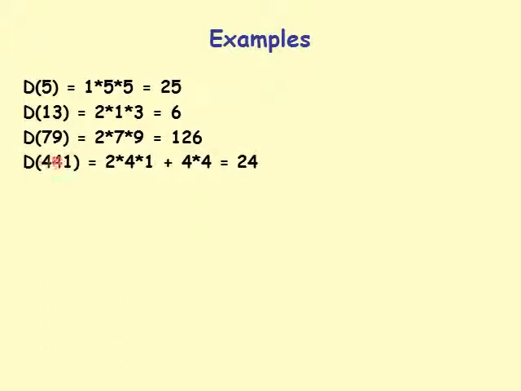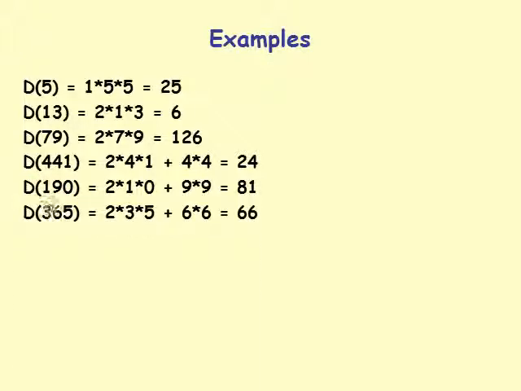Here, 441. We pair this 4 with the 1, which are in different positions, so that's 2 times 4 times 1. The middle 4 we pair with itself, in the same position, which is 4 times 4. So this is 8 here and 16 here, which is 24. Let's continue. 190: we pair 1 with 0, so twice the product, and the single 9 pairs by itself, that's 81. So the duplex of 190 is 81.